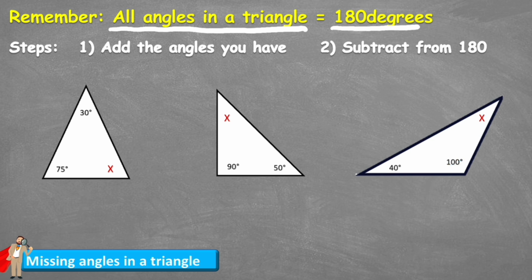So how are we going to work out this missing angle? Well, we're going to follow these steps. Step 1 says to add the angles that we already have. And then step 2 says we're going to subtract that from the 180 total that we know it is. So let's have a look at this first one together then.